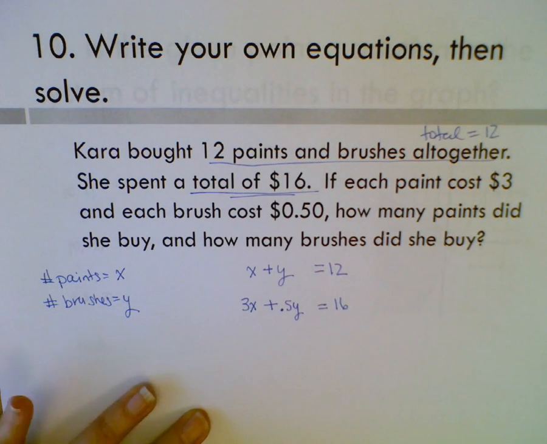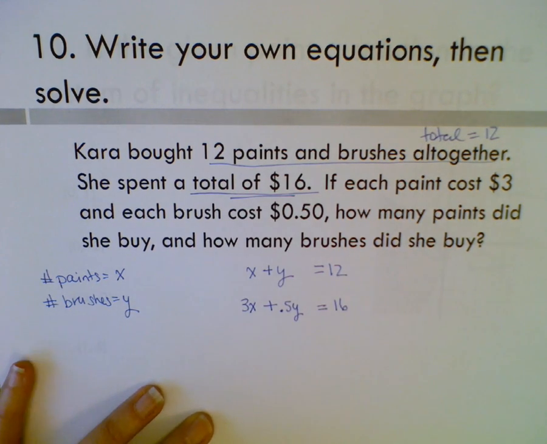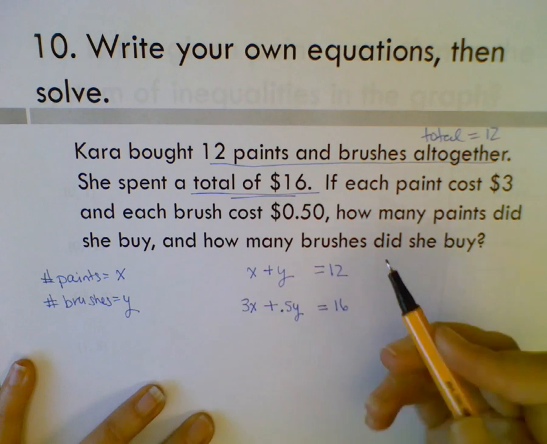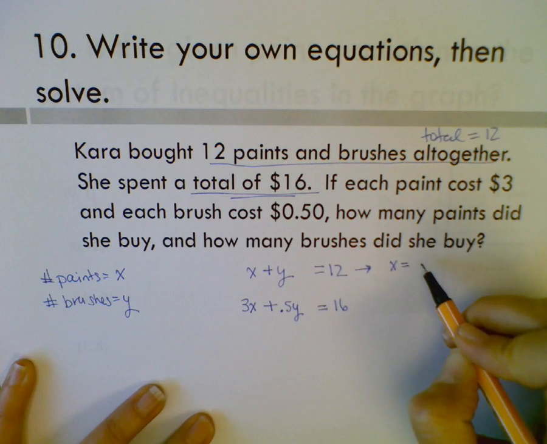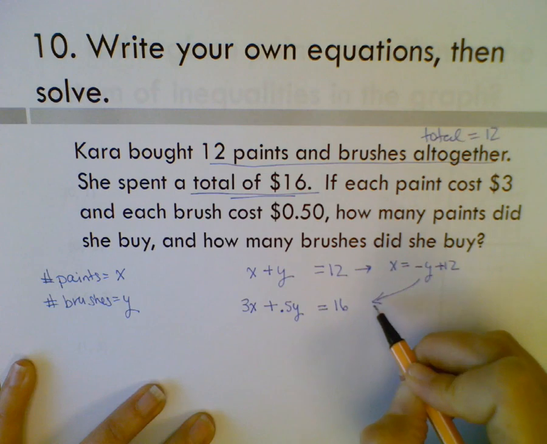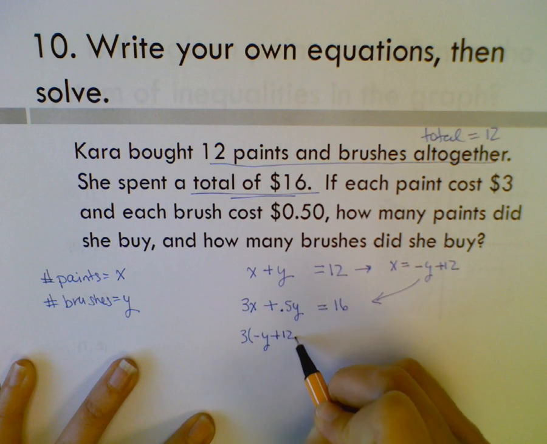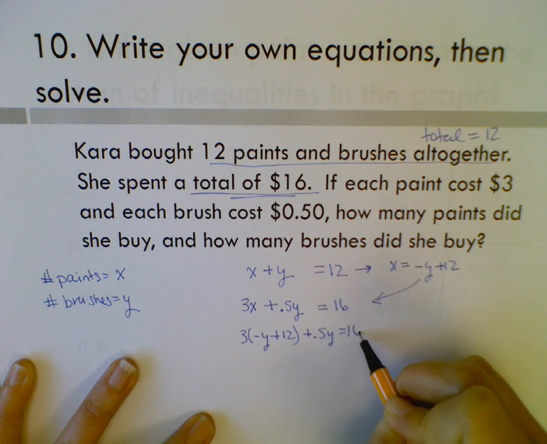It's up to you how you solve it. You can either use substitution, you can use elimination, either of those will work. But I'm going to use substitution here because this kind of lends itself to that. So I'm just going to solve that for x and say, well, x is negative y plus 12. And then I'm just going to plug that in to this equation down here. So 3x, or 3 times negative y plus 12, plus 0.5y equals 16.